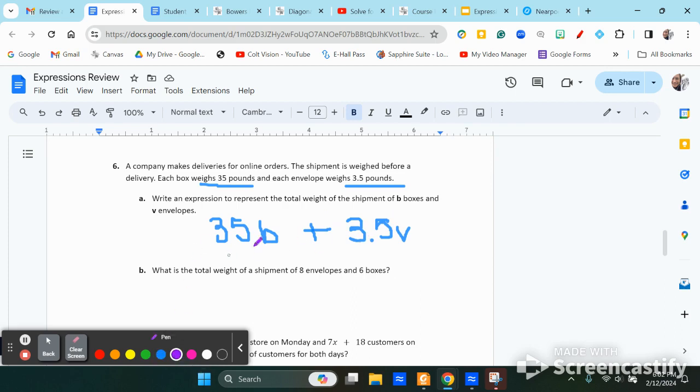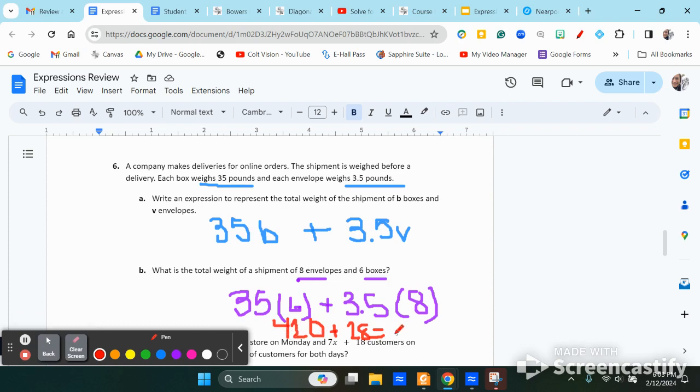Part B is saying, now that you've written that expression, find the total weight. So we're going to substitute in 8 for the envelopes and 6 for the boxes. So 35, where there's B, I'm going to multiply by 6 because 6 is the boxes. Plus 3.5 times the number of envelopes, which is 8. So that would be 420 plus 28, or I could do that all at once, and we get 448 pounds.